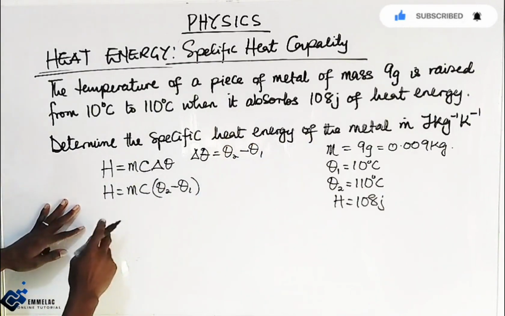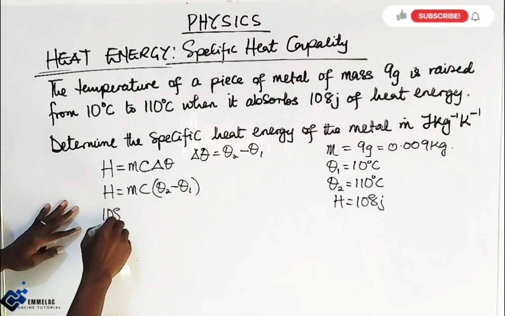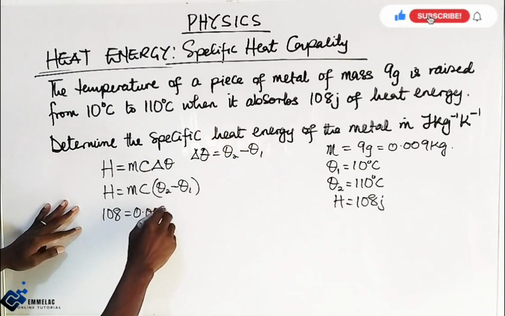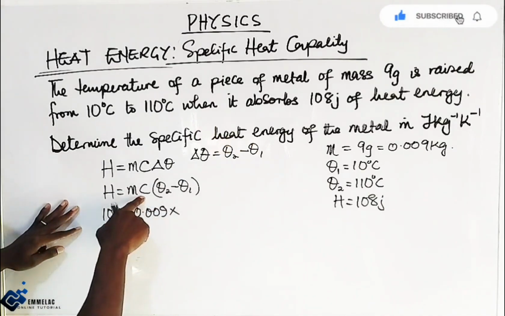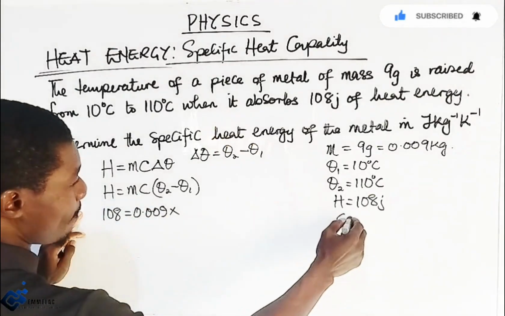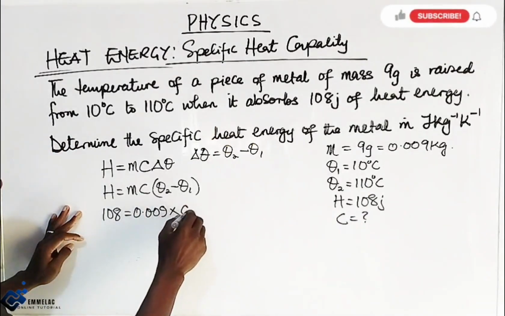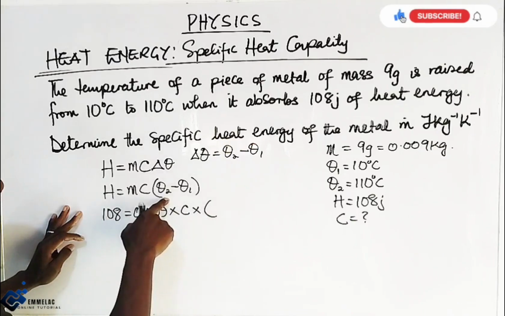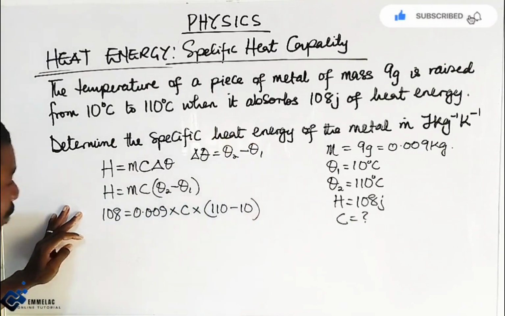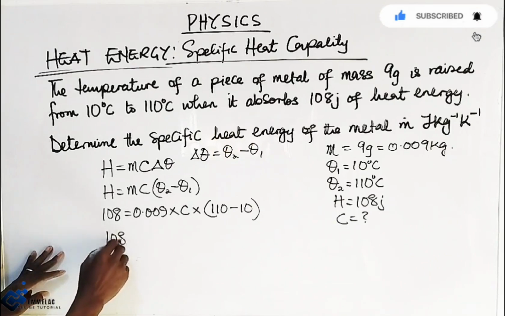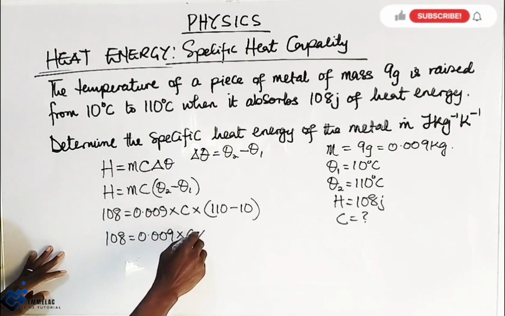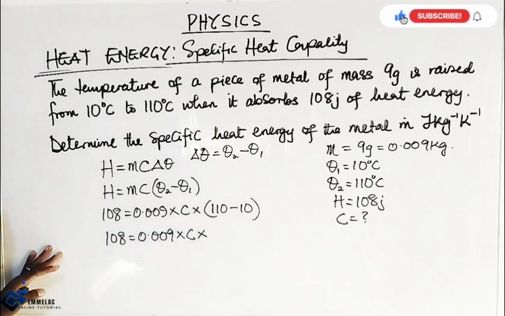Alright, let us plug these parameters into the equation. Here we have that H, which is 108, equals the mass, which is 0.009, times the specific heat capacity, that's what we're looking for, so here you have the C, times parentheses theta 2, 110, minus 10. So here we have 108 equals 0.009 times C times 110 minus 10, which gives us 100.